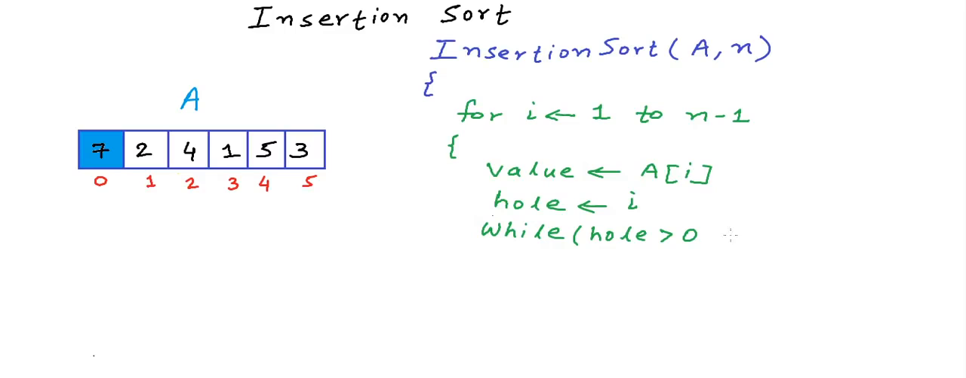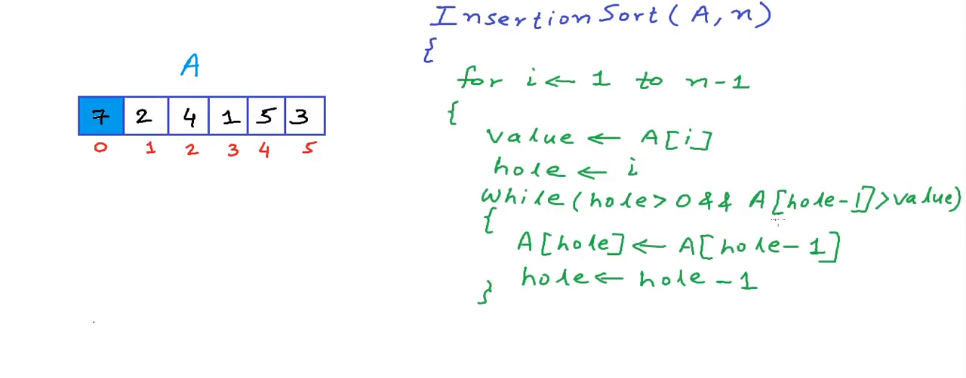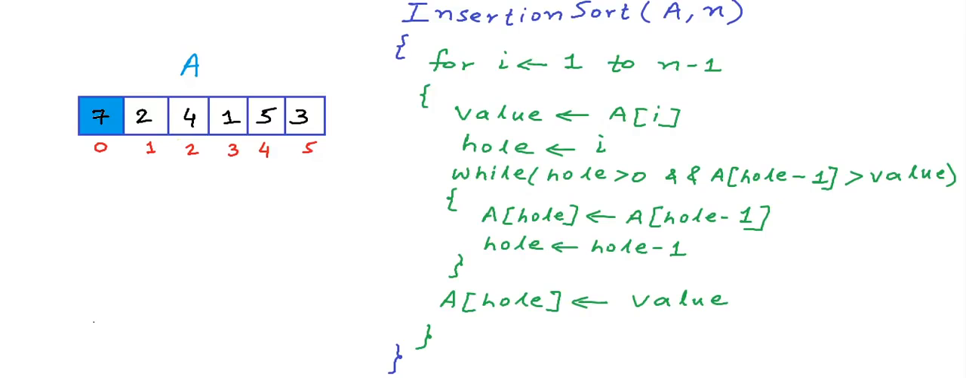While hole is greater than 0 and the element at index hole minus 1 is greater than value, we will shift the element at index hole minus 1 to the hole. So now our new hole will be index hole minus 1. When we find a smaller element than value in the sorted subset, this particular condition will be false. We will exit the while loop, or we will exit the while loop when hole will be equal to 0. So there will be no more elements to shift. And finally when we come out of the while loop, we will put the value into the hole. And this is our pseudocode for insertion sort.